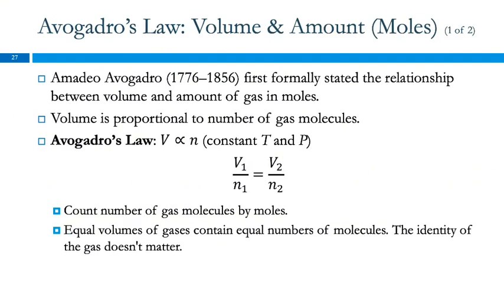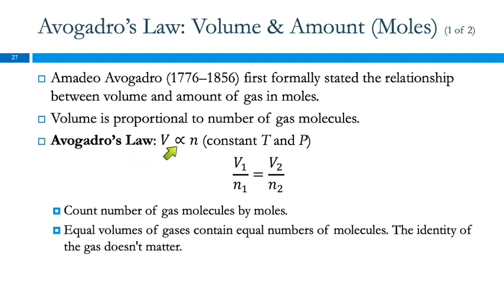Another simple gas law, Avogadro's law. The name might be familiar because of Avogadro's number. Amadeo Avogadro, 1800s. He was the first one to formally state the relationship between the volume of a gas and the amount of gas in moles. So the volume of a gas is proportional to the number of gas molecules. It's not proportional to their mass. It's proportional to how many there are.